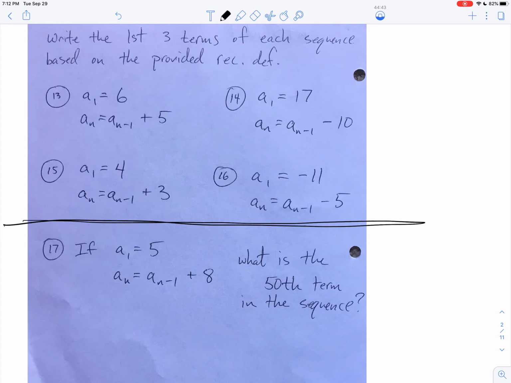For number 17, it says, if A1 equals 5 and A sub n equals A sub n minus 1 plus 8, this one just says, what would the 50th term be? Don't do it for all of these up here. You don't have to. Then what do you do? You check. You make sure you're right.